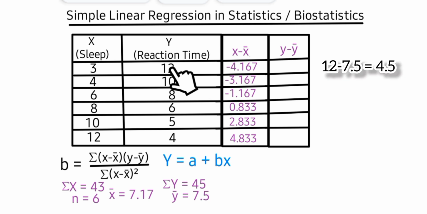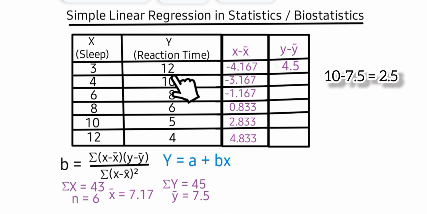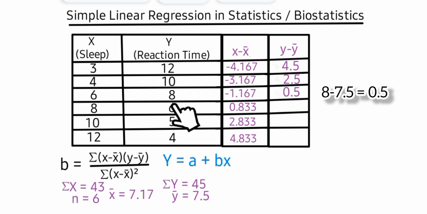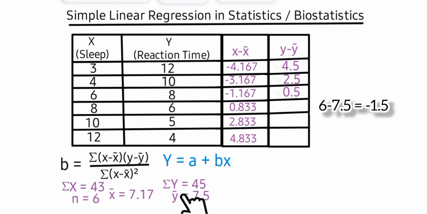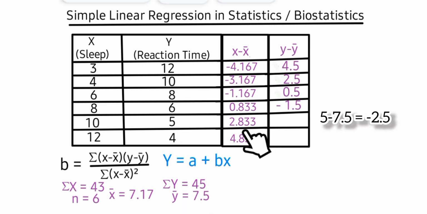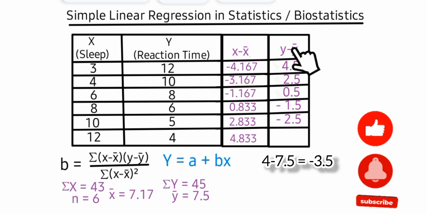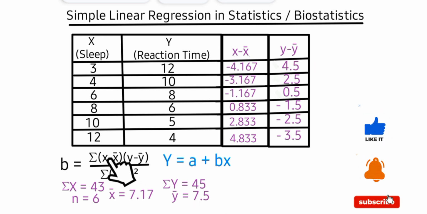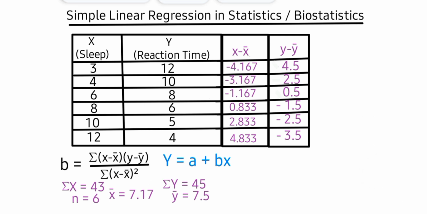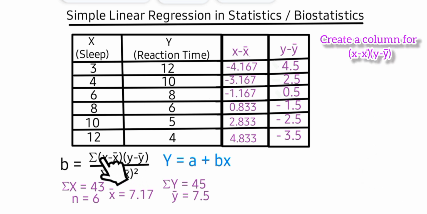7.5. 12 minus 7.5. 10 minus 7.5. 8 minus 7.5. 6 minus 7.5. 5 minus 7.5. 4 minus 7.5. We could see x minus x mean multiplied by y minus y mean. So we're expected to create a column for x minus x mean multiplied by y minus y mean.